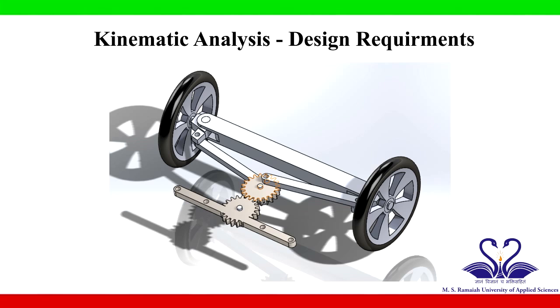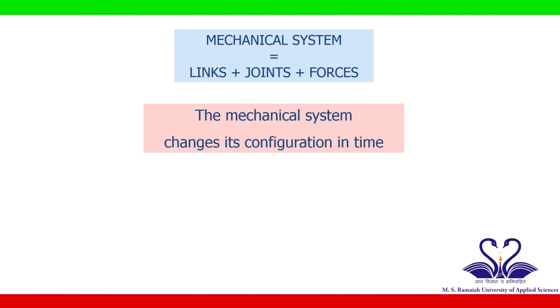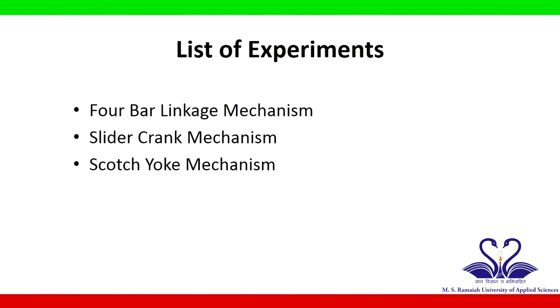Summarizing all these discussions, we understood that any mechanical system is composed of links, joints and forces. The mechanical system should change its configuration with respect to time in doing the required task. Hence, the objective of any kinematic analysis is to determine the position, velocity and accelerations of different links of mechanism to control and achieve the desired functional output. In order to perform an experiment with respect to kinematics of mechanism, we will work with 3 simple mechanisms.